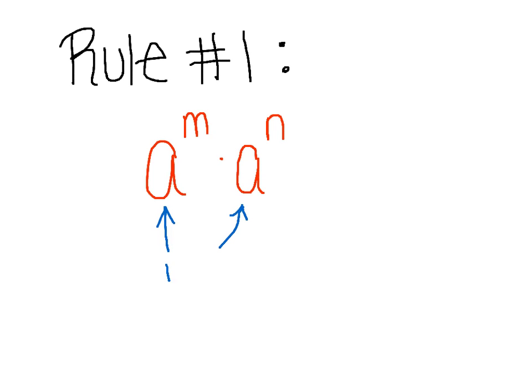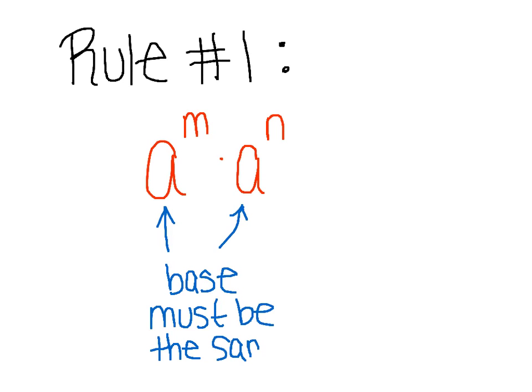So let's start with the rule. The very first rule with the laws of exponents is how do you multiply them? They have to have the same base. So one example would be a to the m times a to the n. Notice that they have the same base, this a here. They must have the same base in order to multiply. So the base must be the same. If it's not, you can't do it.